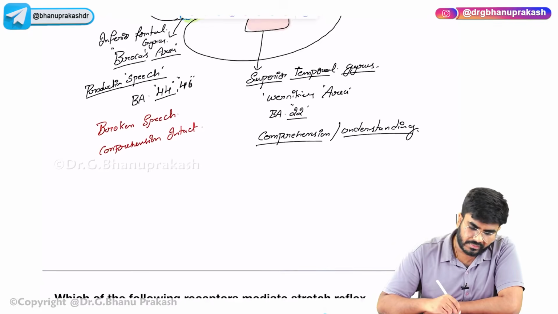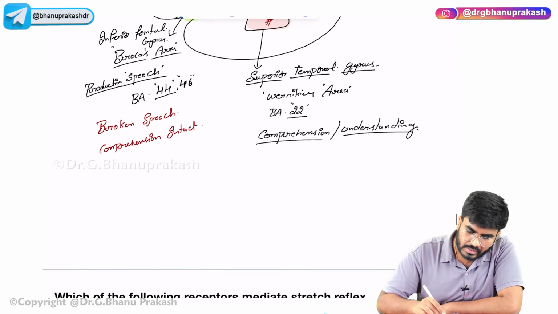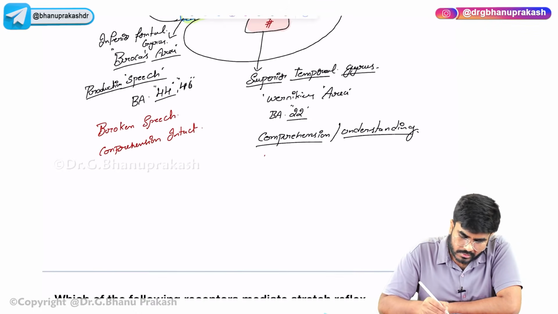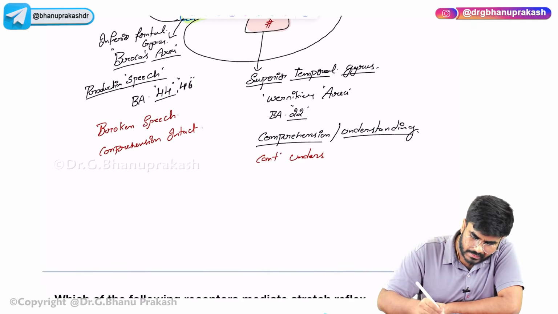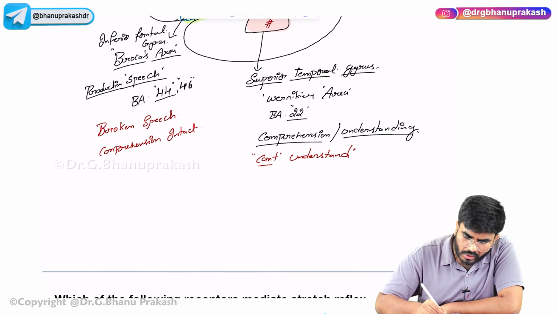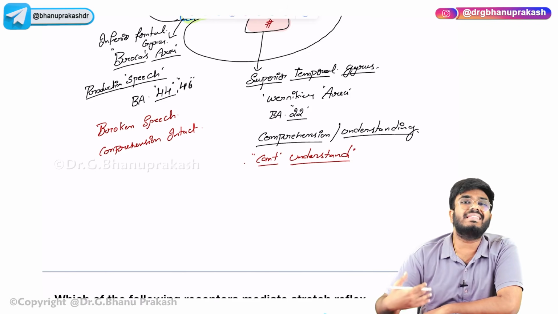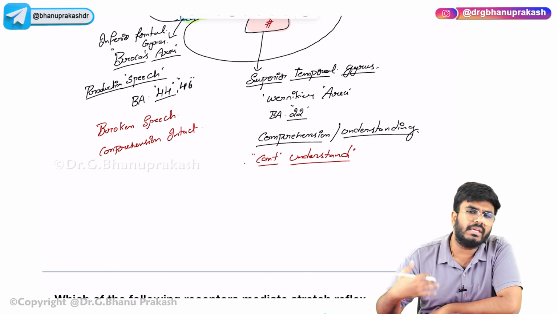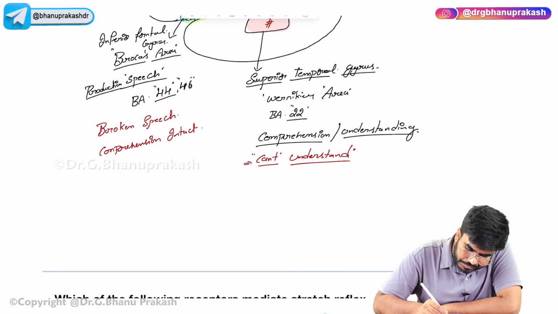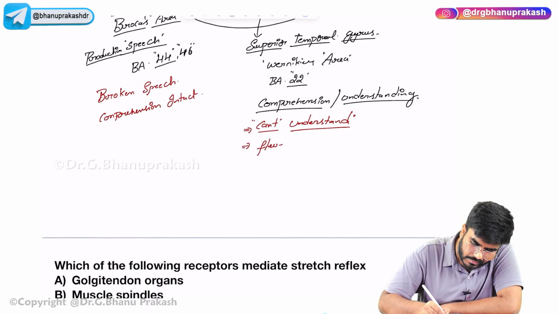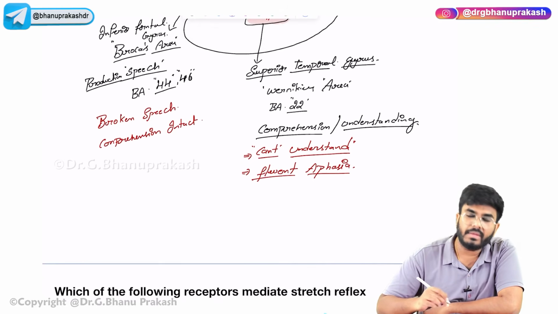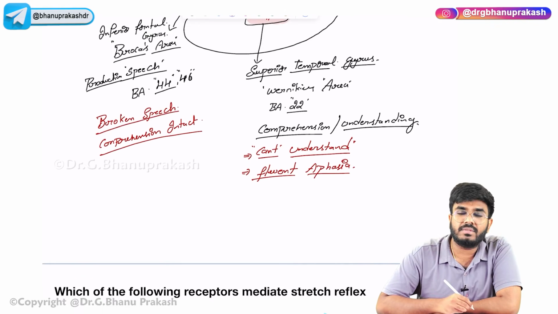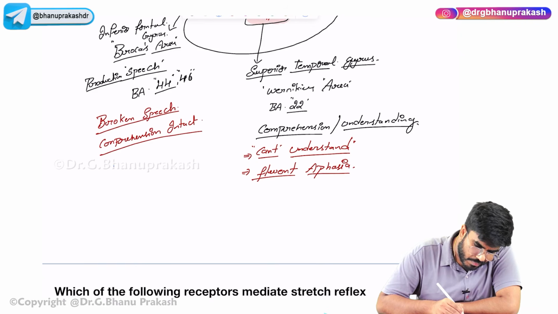Now, if the Wernicke's area is damaged, the patient is going to lose the understanding, so he can't understand. Whatever he speaks doesn't make any sense. He can speak fluently, but whatever he is speaking doesn't make any sense. So that is called fluent aphasia. Now if the Broca's area is damaged, that is called Broca's aphasia, or expressive aphasia.